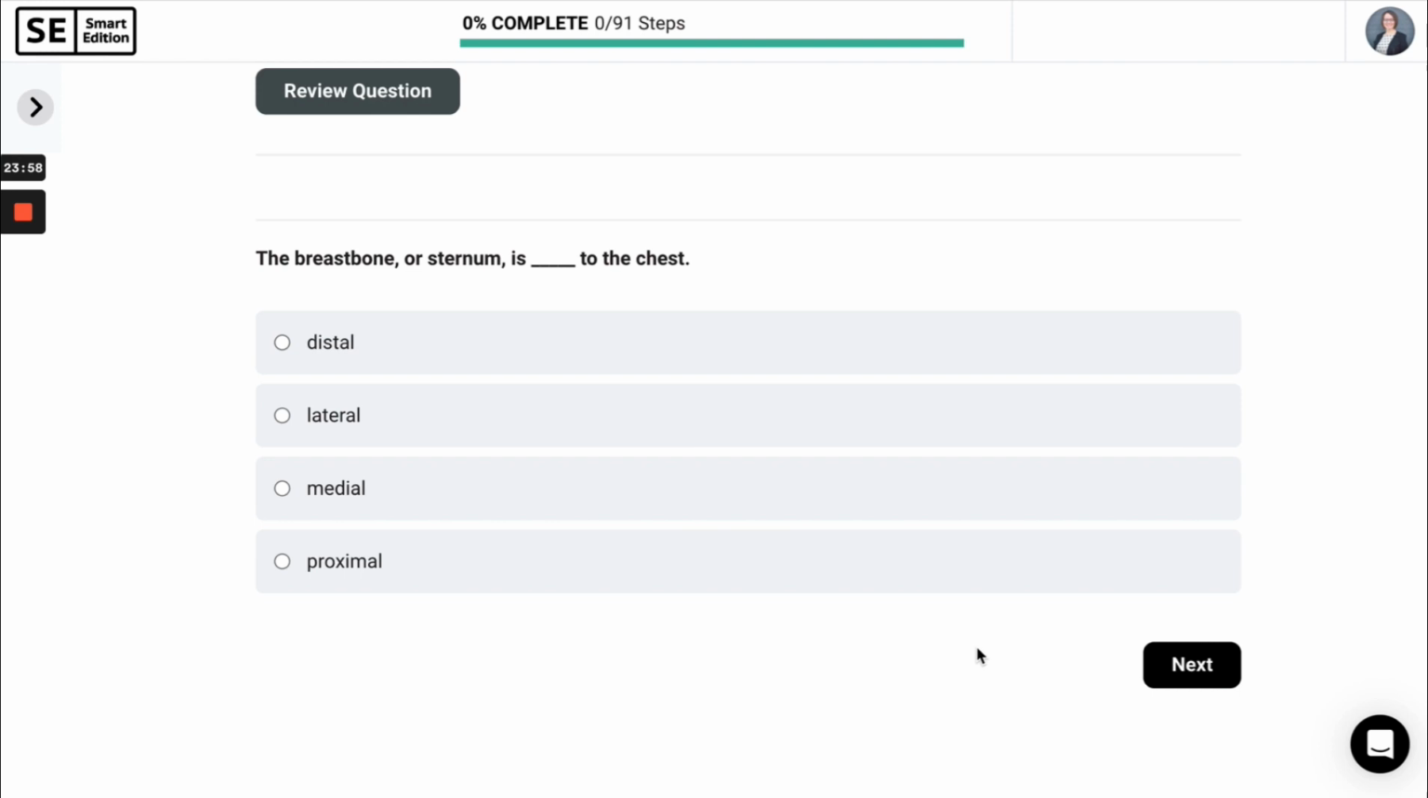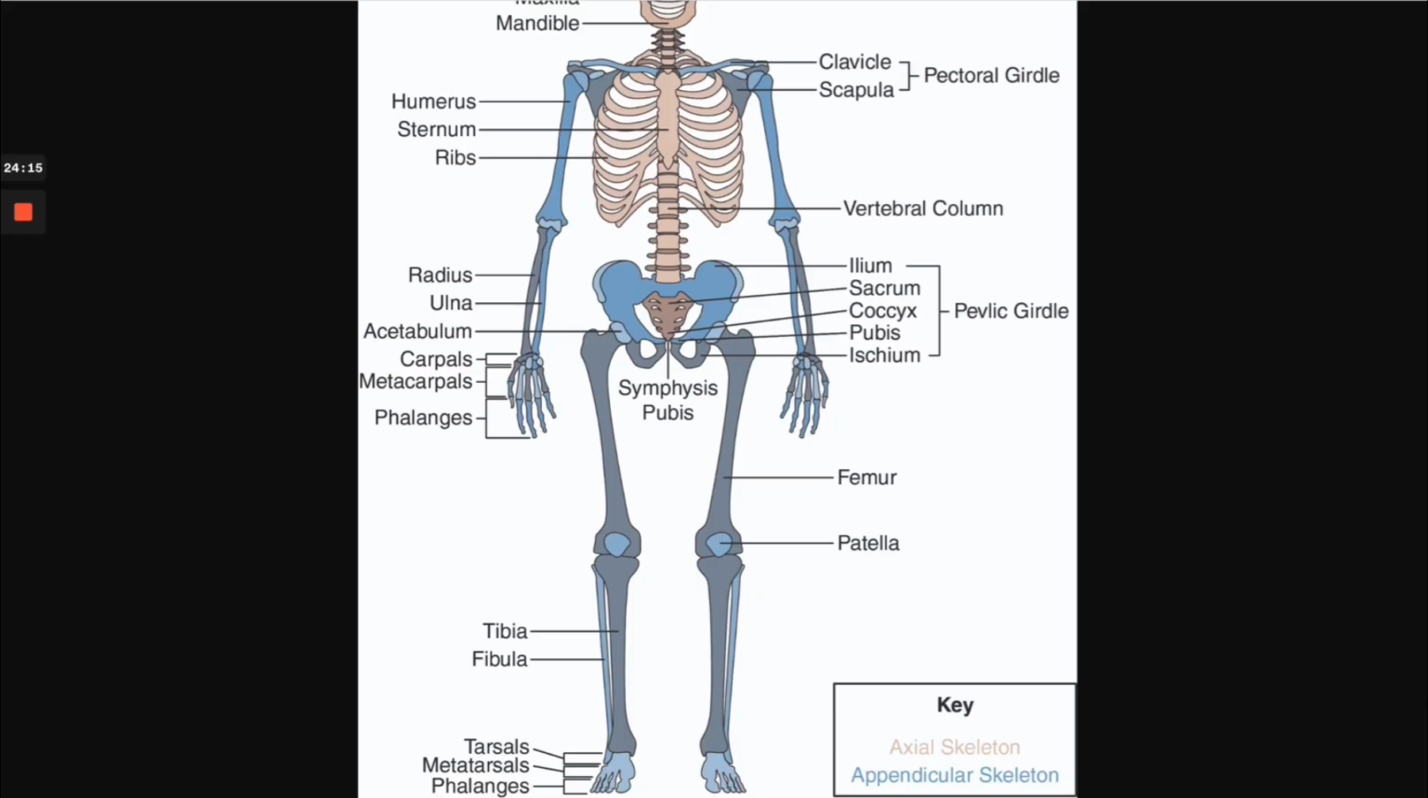The breastbone or sternum is blank to the chest. Is it distal, lateral, medial, or proximal? The correct answer here is medial. Let's go back and look at our skeleton.